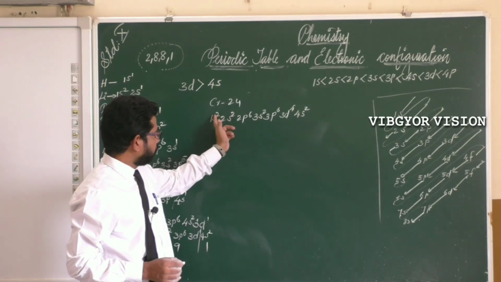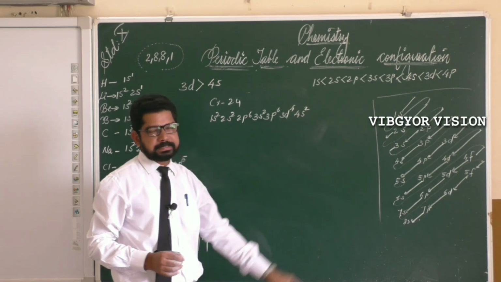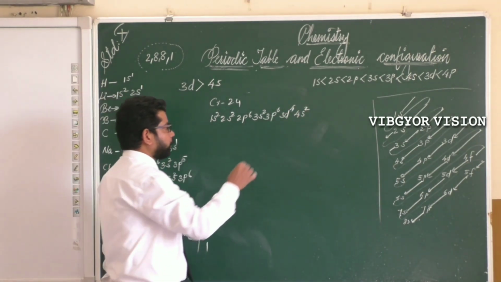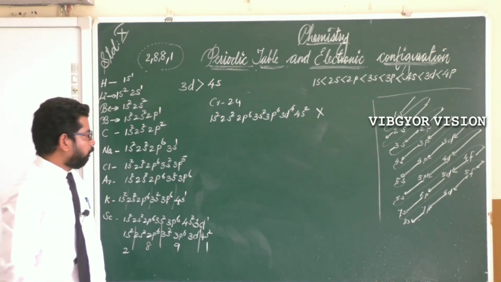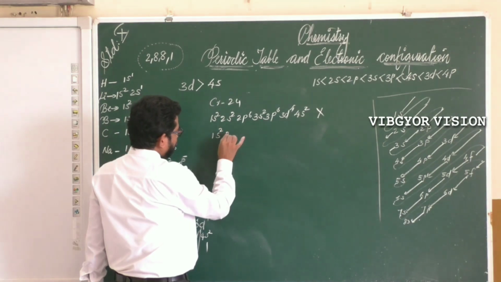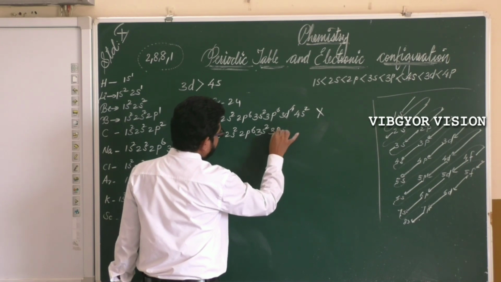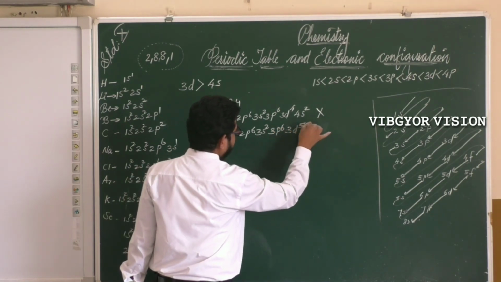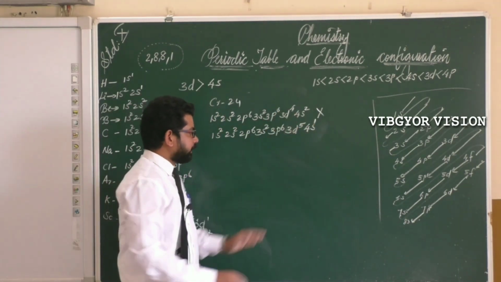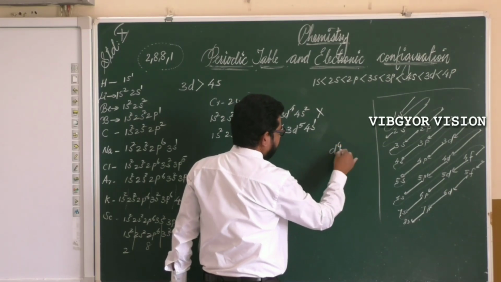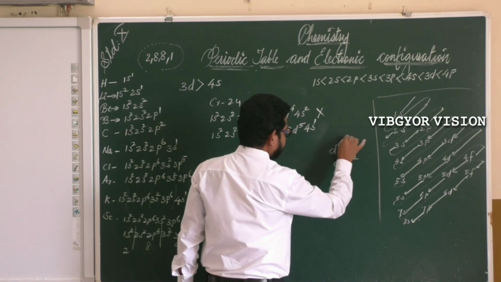Let us count the electrons. 2 plus 2, 4, 4 plus 6, 10, 12, 18, 18 plus 6, 24. You may think that this is the electronic configuration, but the electronic configuration of chromium is another one. What is that? 1s2, 2s2, 2p6, 3s2, 3p6, 3d5, 4s1.